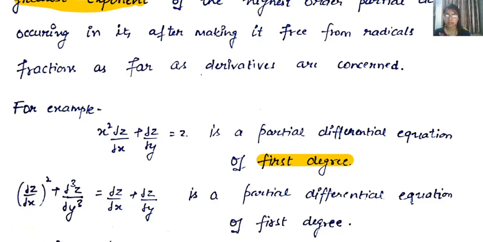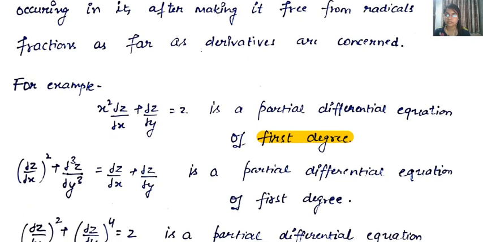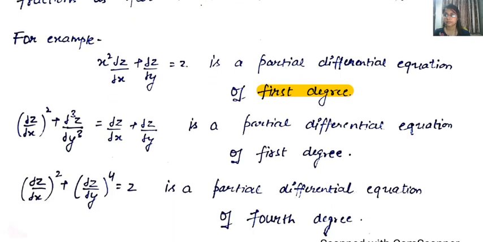Consider another example. This is partial differential equation in two independent variables x and y. Here we have derivative of order 1. Here we have third order derivative. Again here we have first order derivative and this is first order derivative. The highest order derivative present here is 3 and power of this third order derivative is 1. We have to check the power. Power of this derivative is 1. So this is partial differential equation of first degree.